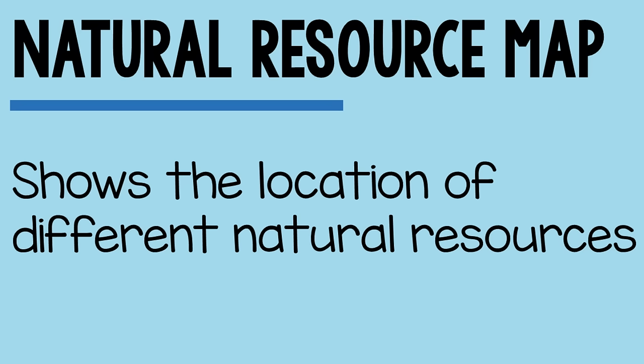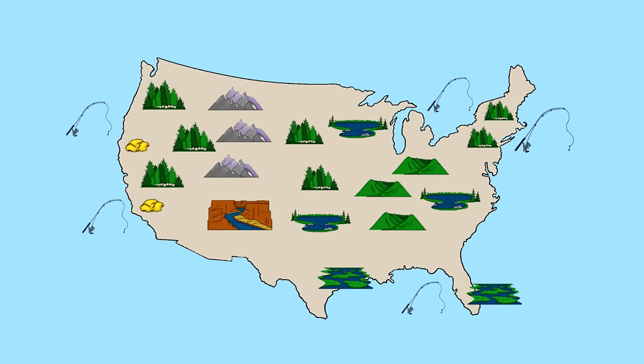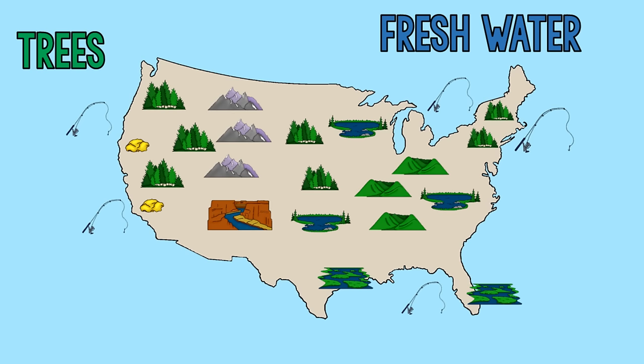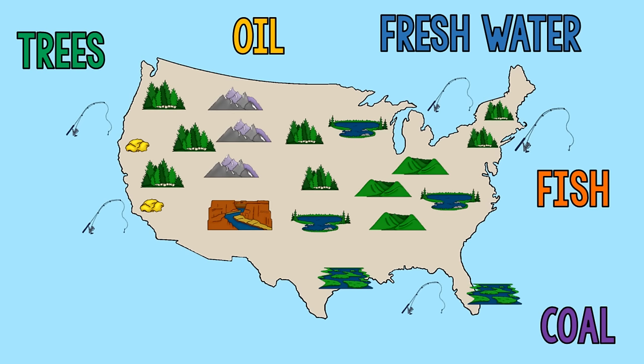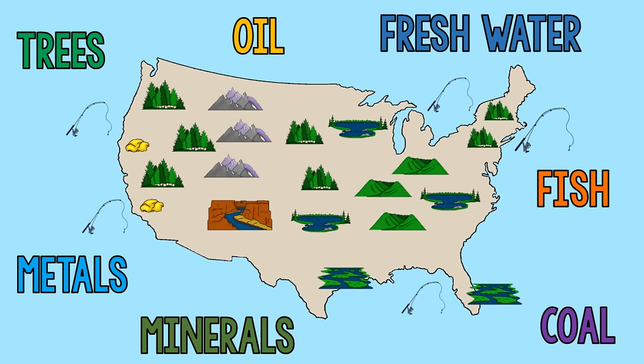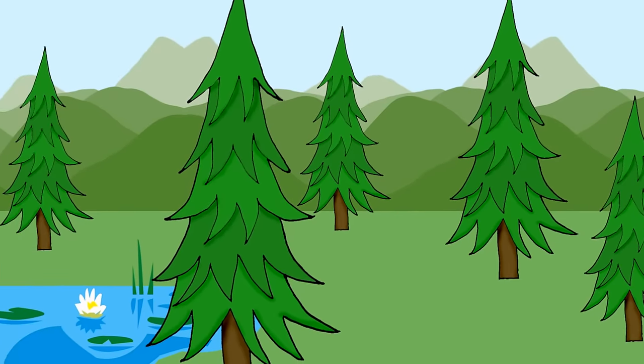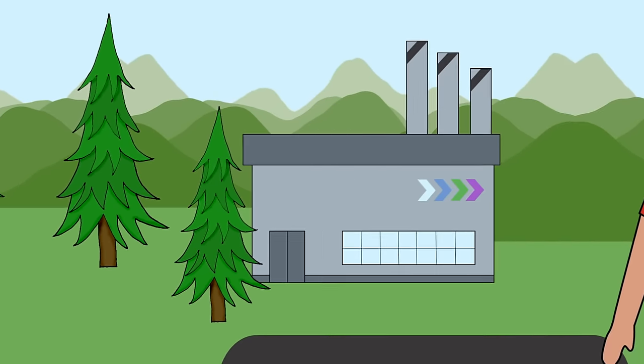A resource map shows us the location of different natural resources. Examples of natural resources include trees, fresh water, fish, oil, coal, precious metals, minerals, and so much more. These resources are used by humans to make different types of goods.